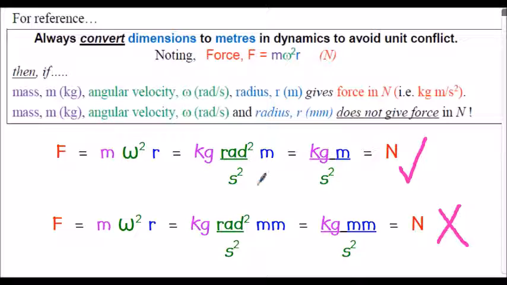If we consider the same calculation, but this time our radius is in millimeters, then on simplifying, we do not get the unit of the newton. The newton is a kilogram meter per second squared, but this is a kilogram millimeter per second squared, so it's not the correct unit. So this time the unit is incorrect. If dimensions are not stated in meters, always convert them to meters when we're analysing problems in dynamics.